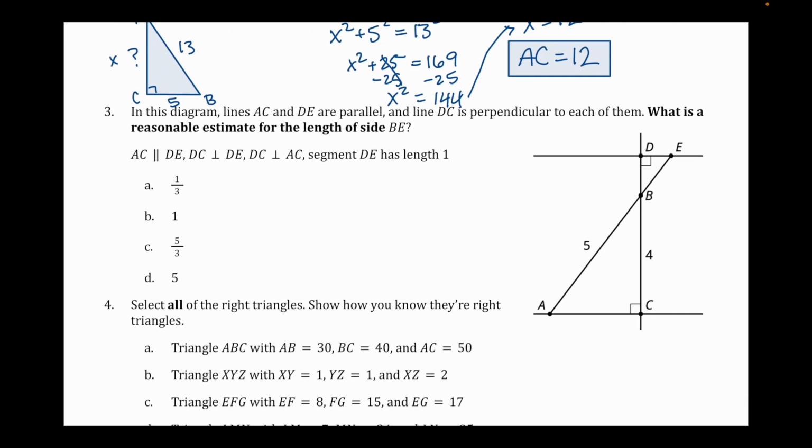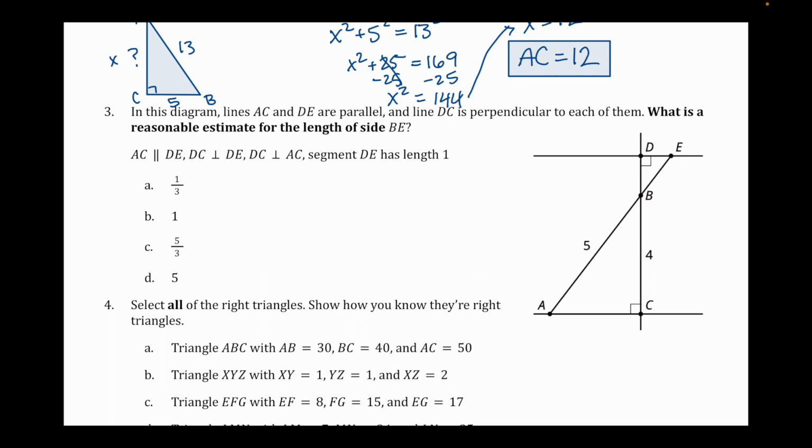Now for question 3, they have given us this diagram with lines AC and DE being parallel. So AC is this one down here at the bottom, and DE is this one here at the top. Those are parallel, and DC is perpendicular to both. They want to know what is a reasonable estimate for the length of side BE.